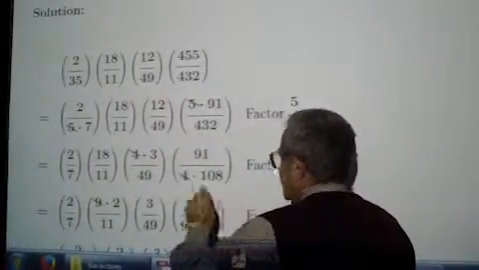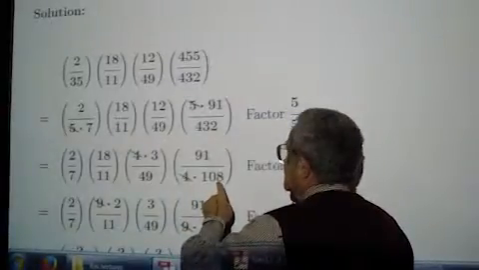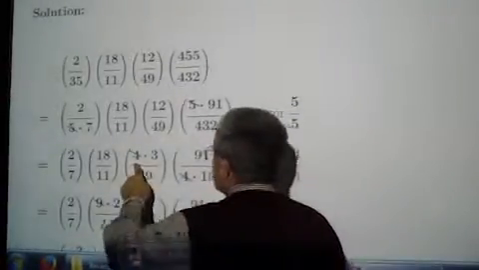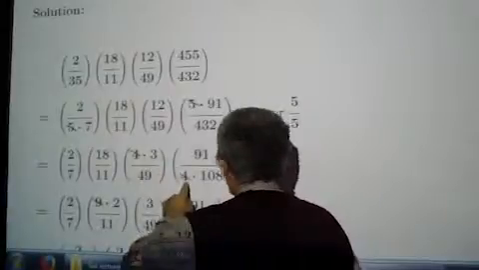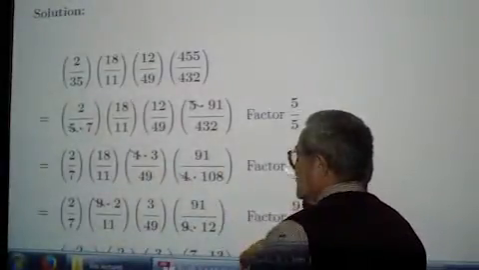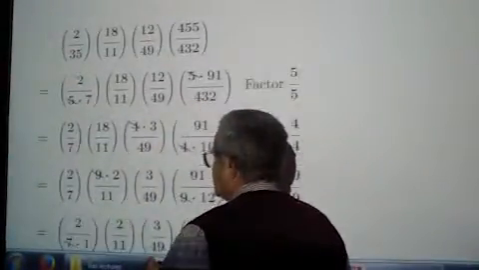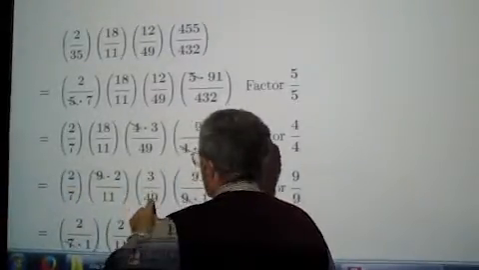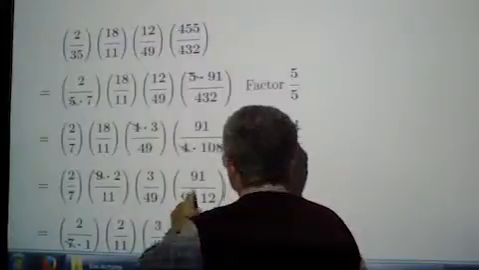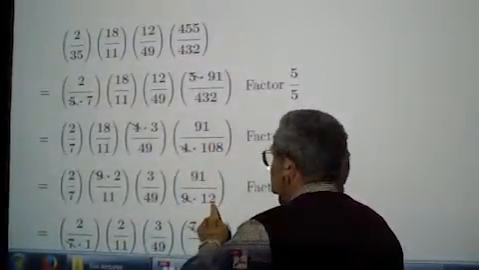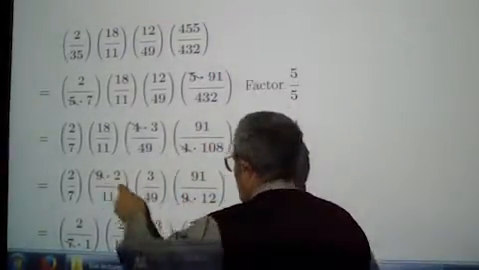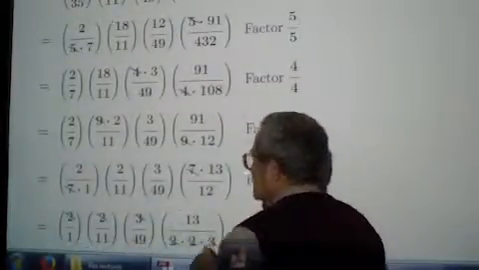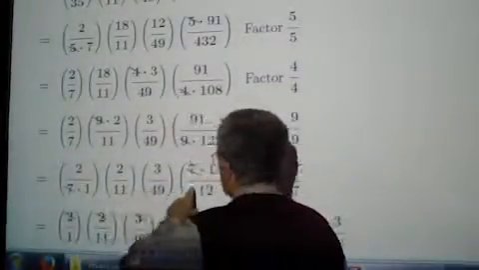I'll write that as 4 times 108, that's 432, and this 12 as 4 times 3. 4 over 4 gets factored out as a 1. I am left with 2 times 18, which is 9 times 2, over 3 times 49. 108 is 9 times 12. 9 over 9 is factored out. I am left with 2 over 7, and so on.